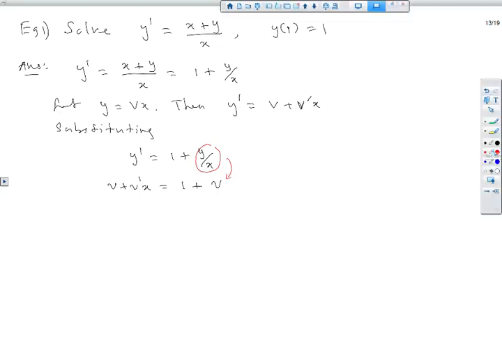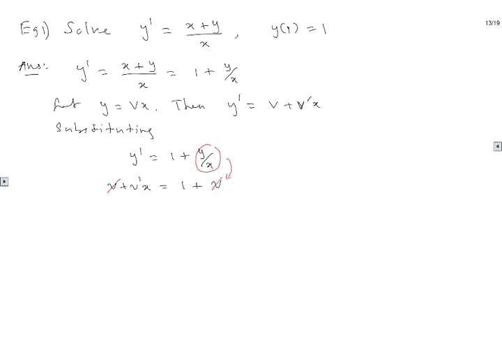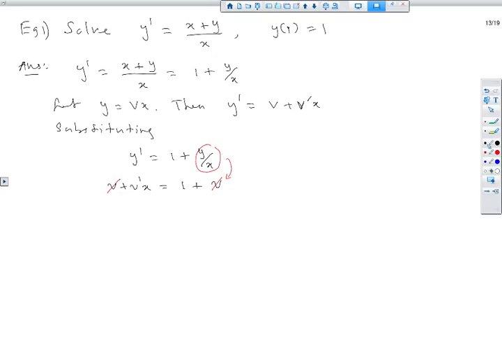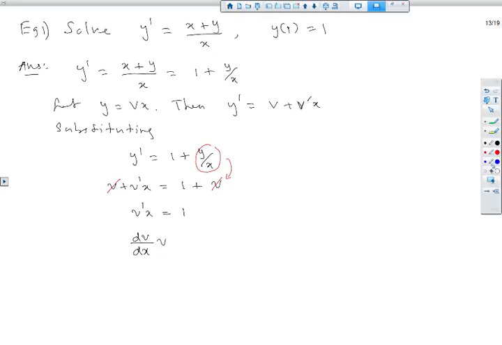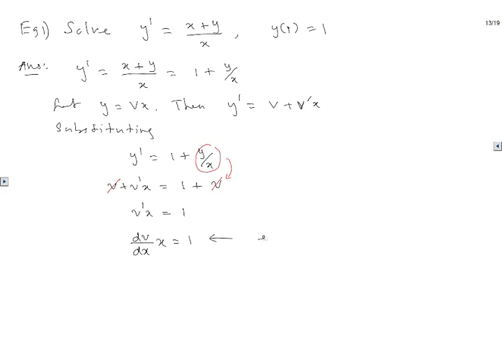Now just simple algebra, you can see that the v gets cancelled, so that means it's going to make things much simpler now. That term, not always, but here that happens. So it gets cancelled, so that means you're going to get v prime x equal 1 simply. So if you write this using derivatives, you can write this as dv over dx times x equal 1, and you can see that this is a separable differential equation. So let's separate and integrate. So we can write this as dv equal 1 over x dx. So if you integrate both sides, this is easy. So you're going to get v equal ln x plus c.